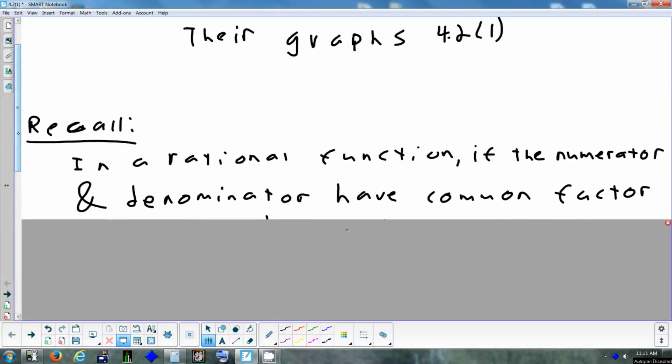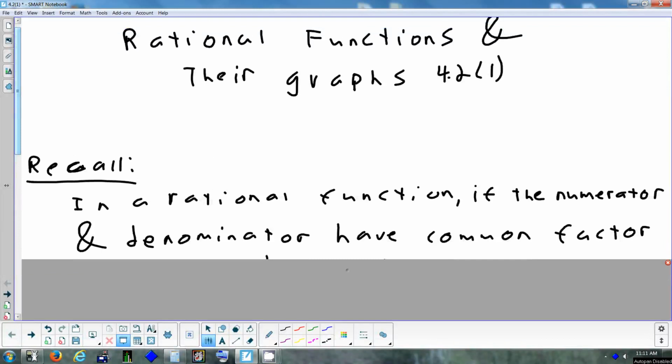All right, so just a reminder that if the numerator and denominator have a common factor, you can set that factor equal to 0. You don't get an asymptote there. What happens when you get a numerator and denominator with a common factor? Instead of an asymptote, you get a hole. So keep that in mind.